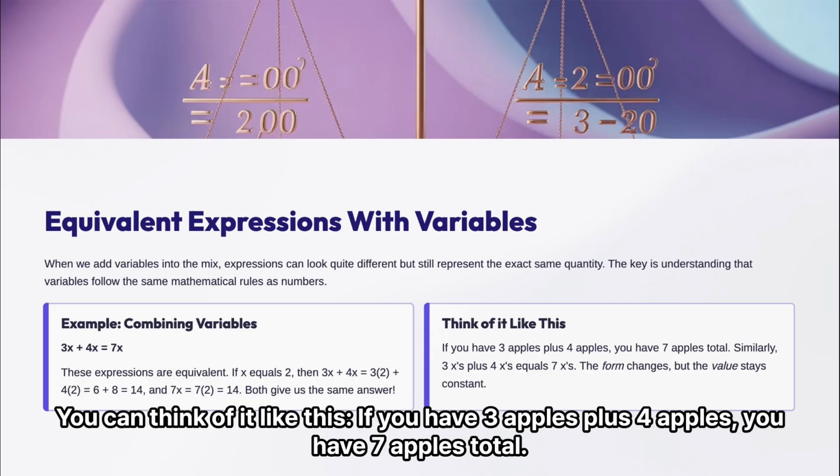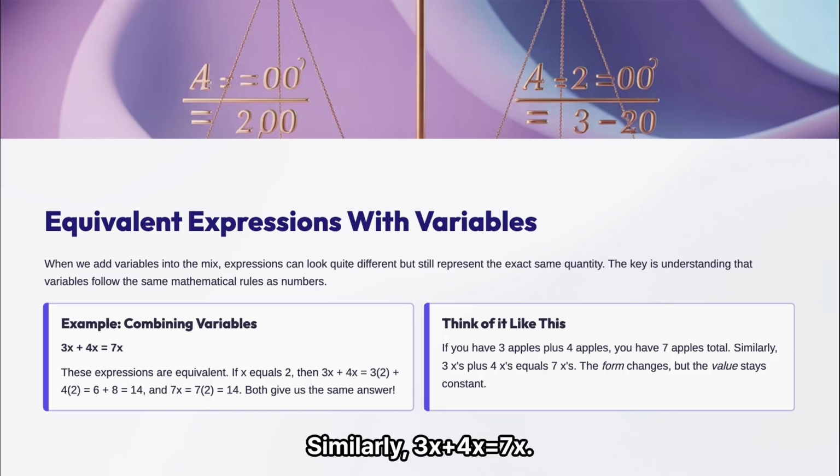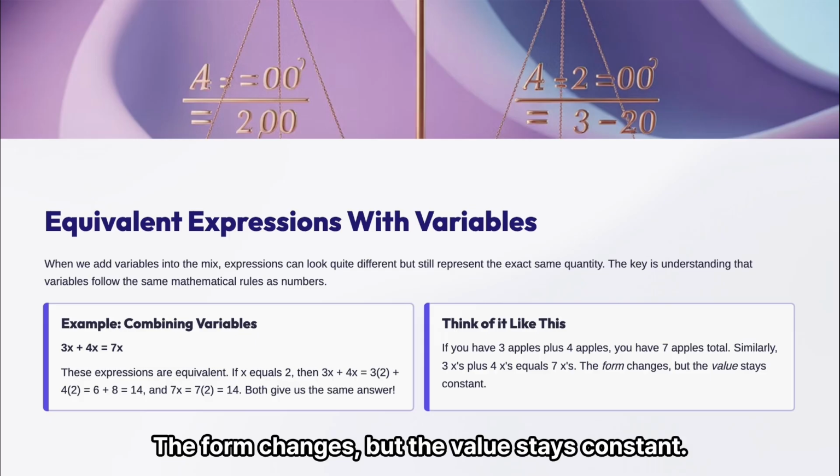You can think of it like this: if you have 3 apples plus 4 apples, you have 7 apples total. Similarly, 3x plus 4x equals 7x. The form changes, but the value stays constant.